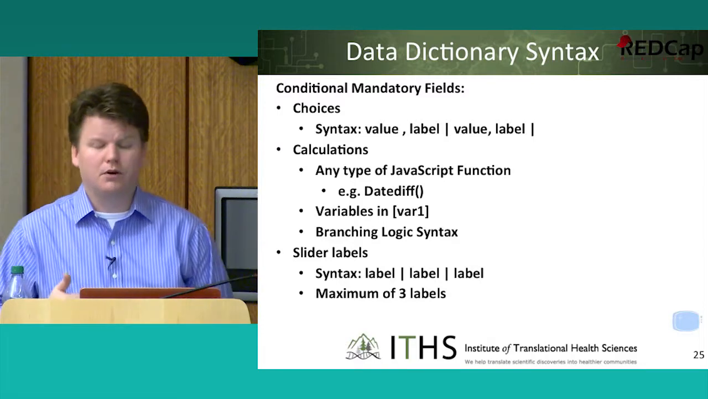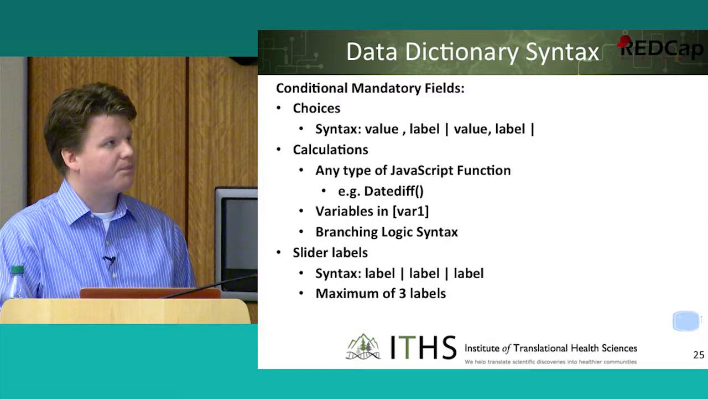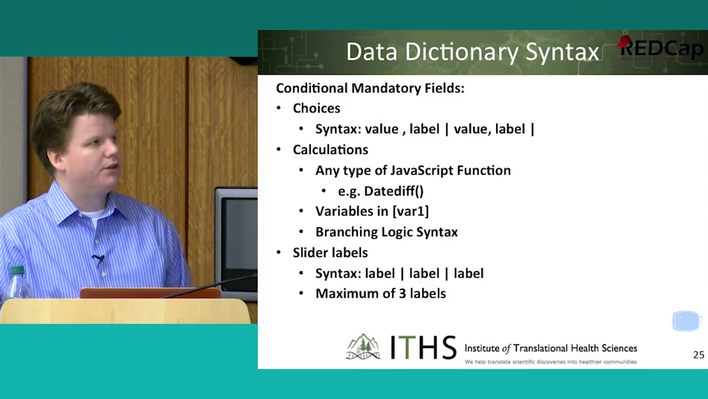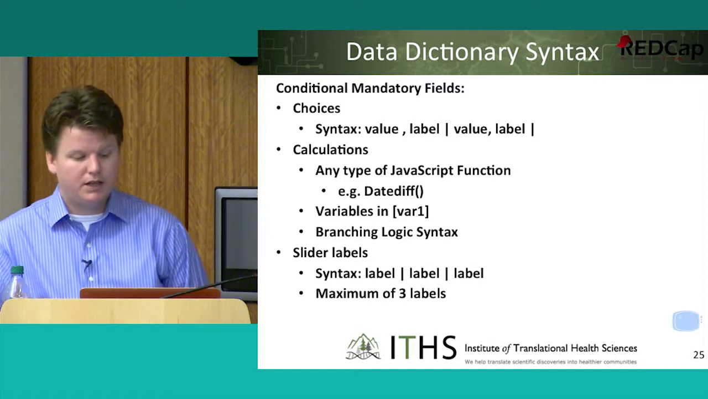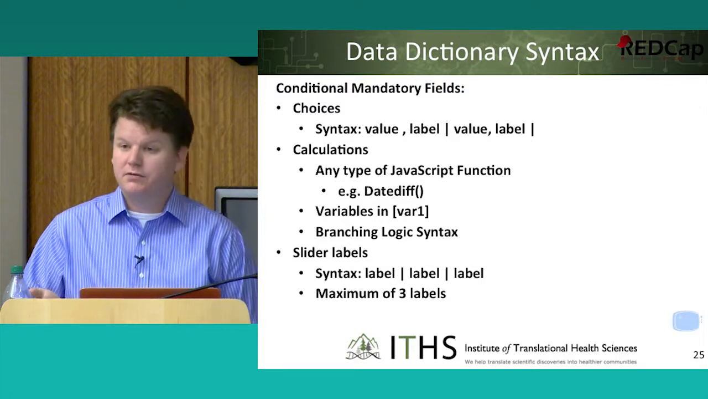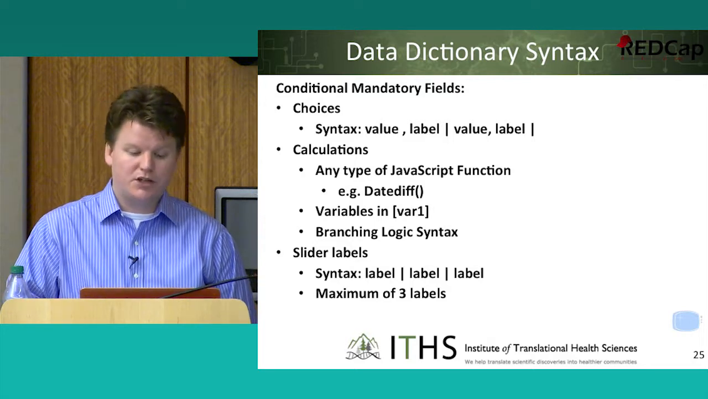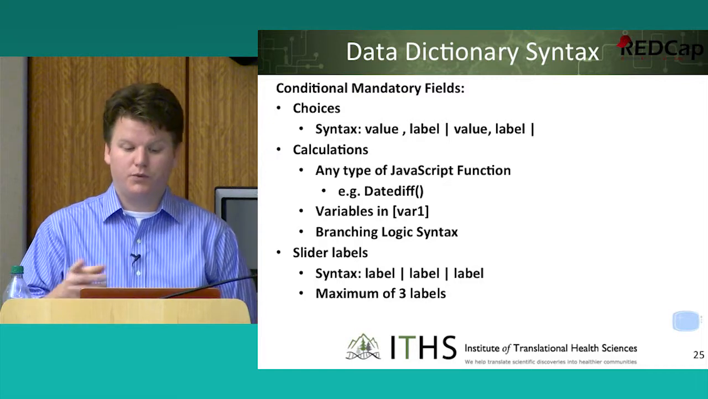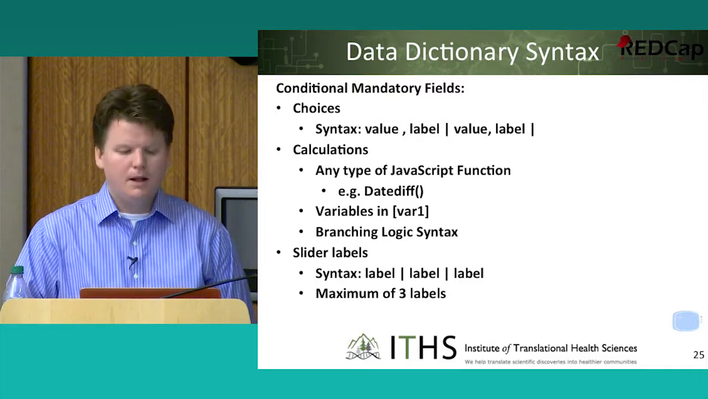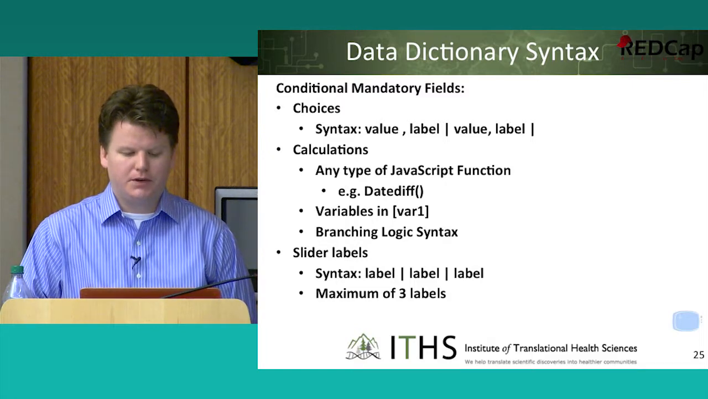This is true for radio buttons, checkboxes, drop-downs, and yes/nos. So the calculations can have any type of JavaScript functionality, for instance the date diff, like I mentioned earlier. The variables follow the branching logic syntax fairly closely, so variables are between the two brackets, [variable1]. So that's kind of important.